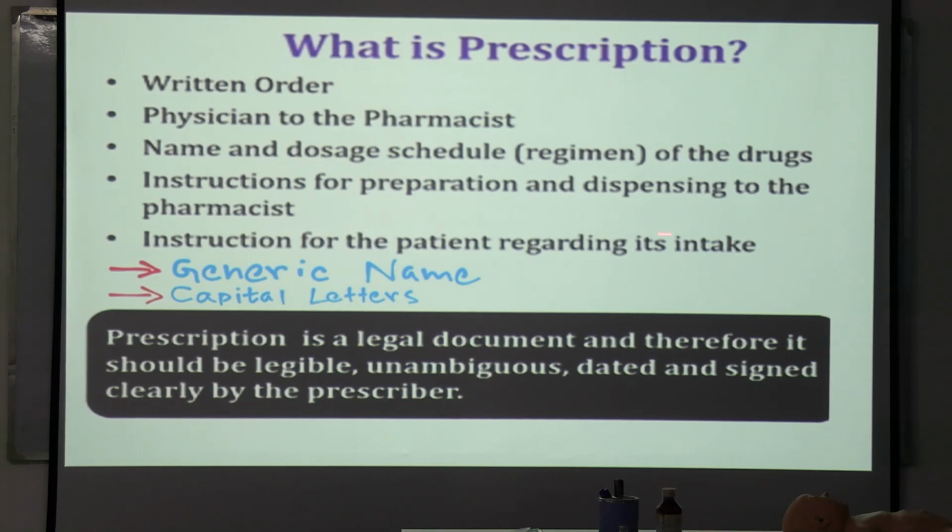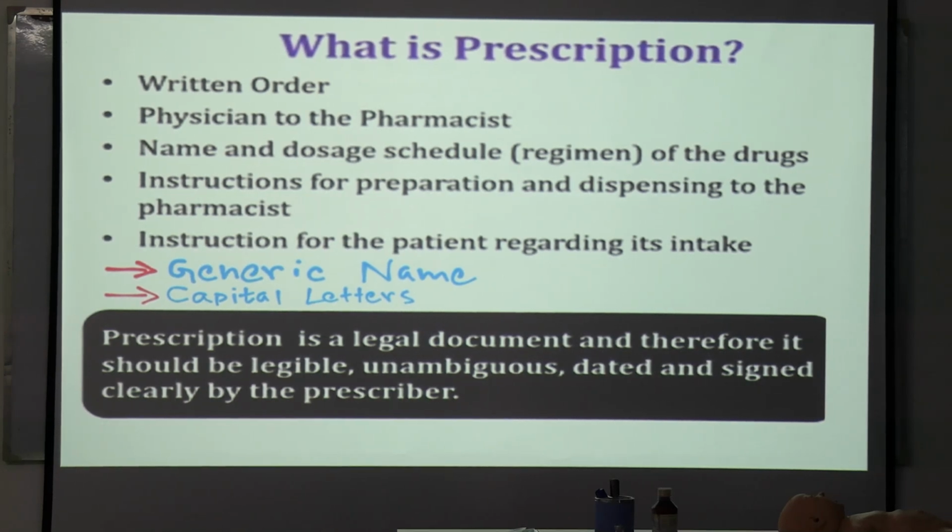The prescription also has instructions for preparation and dispensing to the pharmacist. As I told you, 14 tablets you have to give to the patient. The doctor will simply write 14 tablets when he is writing down the order, so that the pharmacist knows that he has to give a total of 14 tablets to the patient to complete the course. Instruction for the patient regarding intake, like the tablet is to be taken twice daily. This is instruction for the patient. These types of instructions are present. And very important, in a prescription, ideally you should write the generic name. In an earlier class, we discussed the nomenclature of drugs, and the nomenclature of drugs includes brand name and generic name, right?